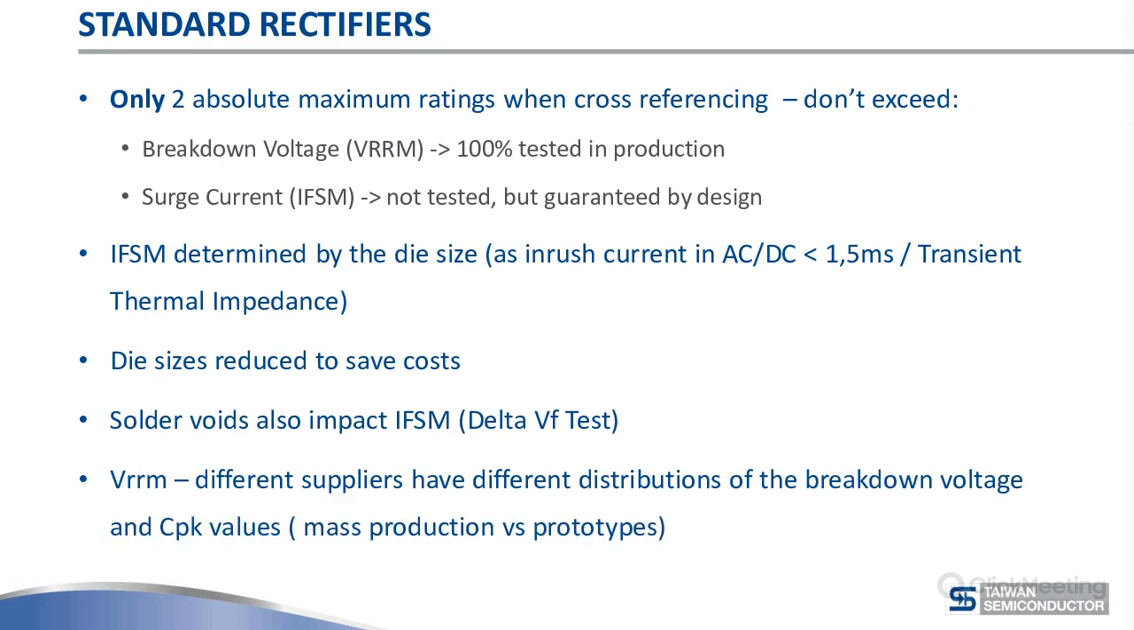The other thing is that on the breakdown voltage, different suppliers have different distributions and different CPK values. So if you're seeing a few spikes in your design, then you might see that different suppliers may give you different margins in your design.